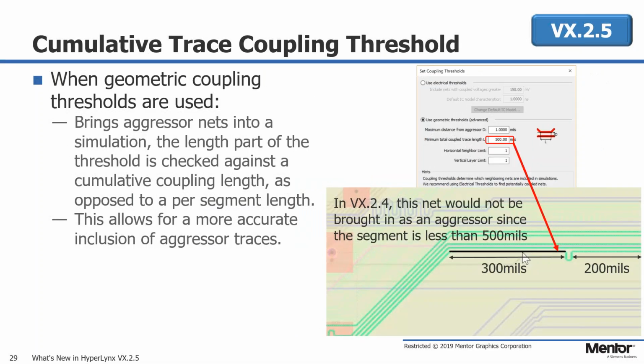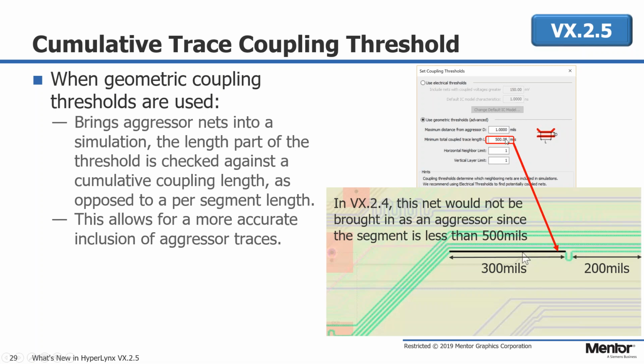All right, another addition was cumulative trace coupling thresholds. This is a good example down here in this picture, where we've got a couple of traces running side by side for quite a ways. They should be coupled, but there was just this little blip, part of an accordion or whatever that was going on there to match the length.